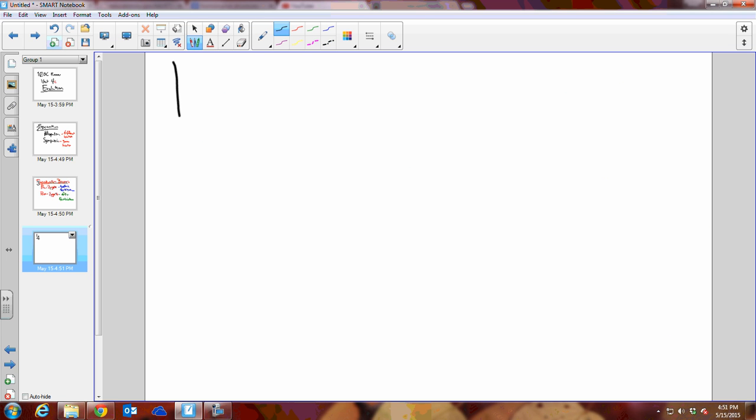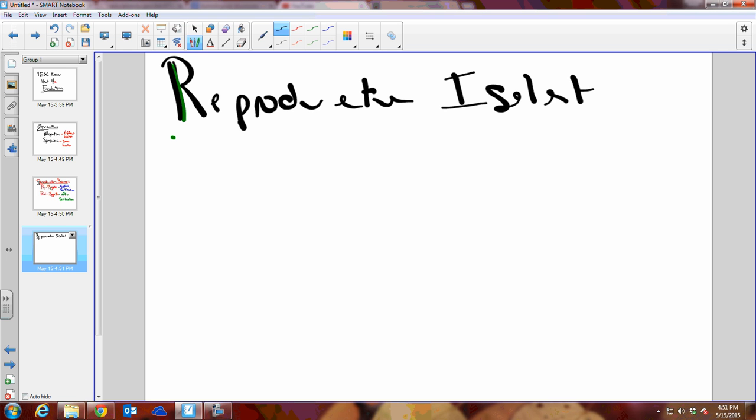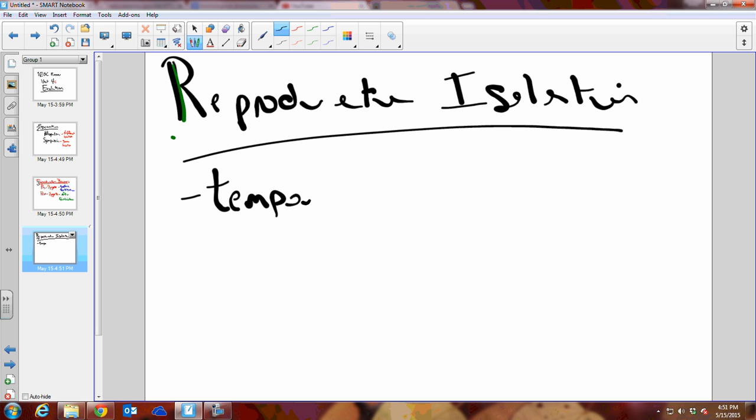And another term that kind of puts all these together is this idea of reproductive isolation. Different kinds of reproductive isolations. There is temporal isolation, and temporal isolation has to do with organisms being separated by time. This is a pre-zygotic barrier because the organisms never actually get to reproduce.